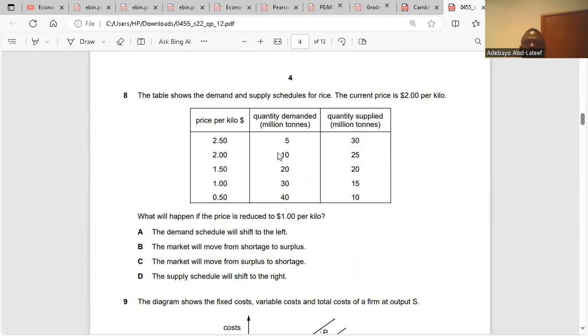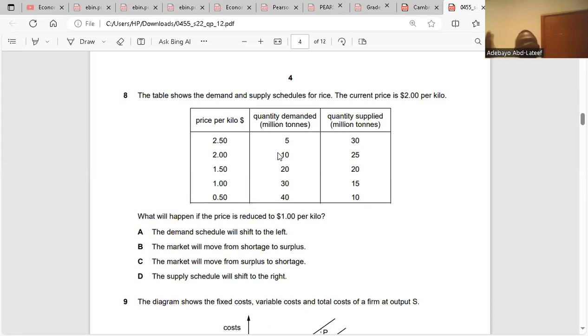Question 8. The table shows the demand and supply schedule for rice. The current price is $2 per kilo. Look at the table. The schedule is showing that at 1.5, demand equals supply. So the equilibrium price is 1.5. The equilibrium quantity is 20. QD equals QS. So that means at 2, it is above the equilibrium price. Selling above the equilibrium price will lead to excess supply, a surplus. Now, if the price fell to 1, that means below equilibrium price, that will lead to excess demand, a deficit in supply. Do you get it?